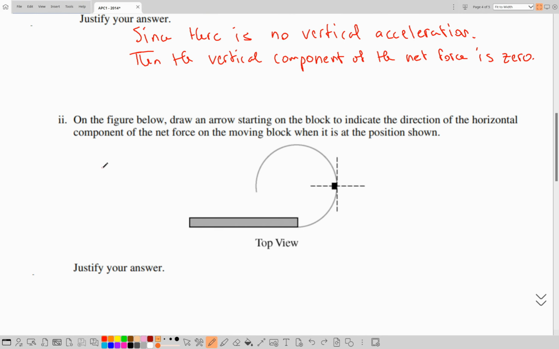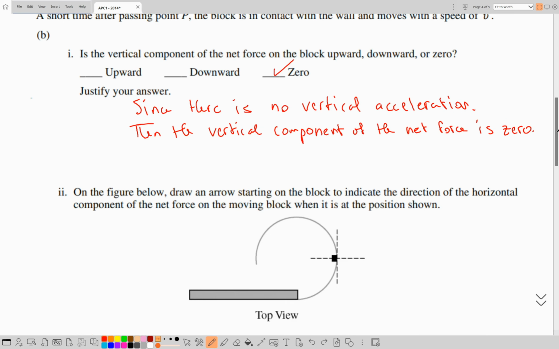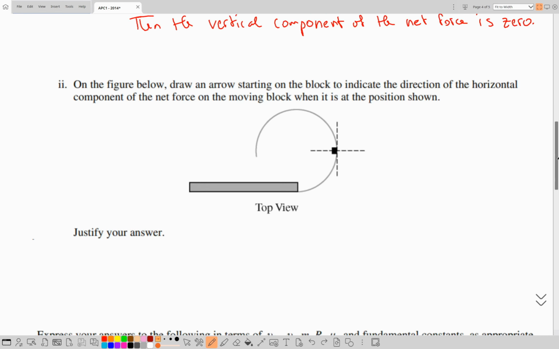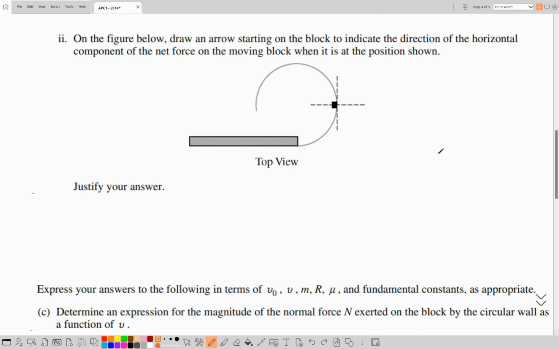Now moving on to idea 2. On the figure below, draw an arrow starting on the block to indicate the direction of the horizontal component of the net force on the moving block when it is at the position shown. We have justified that there is no vertical component for the net force, however, there will be a horizontal component.